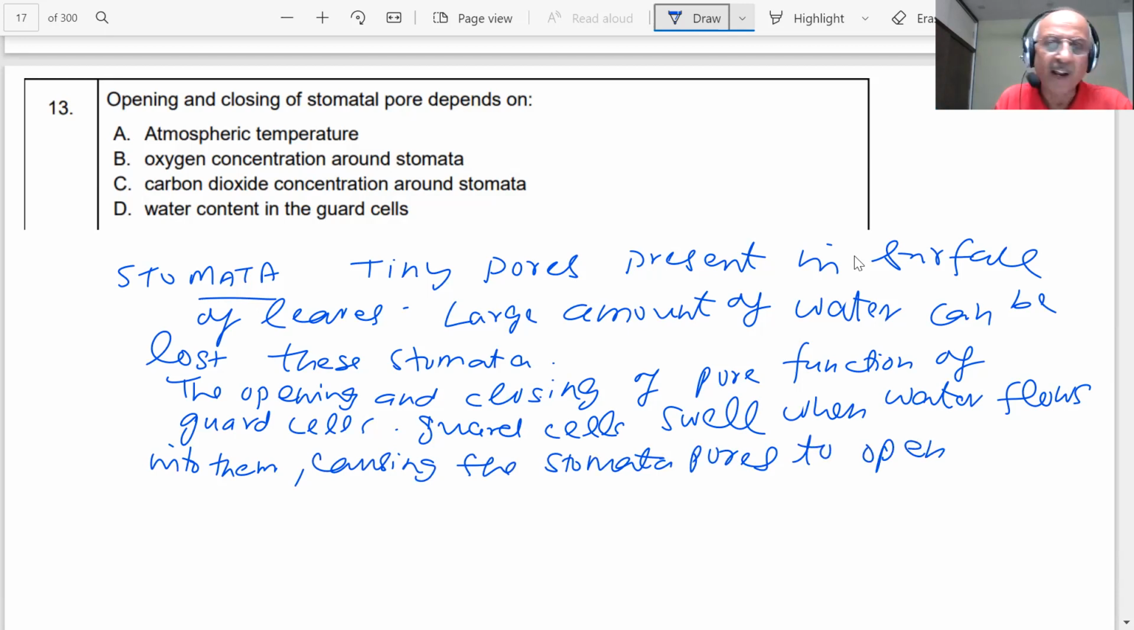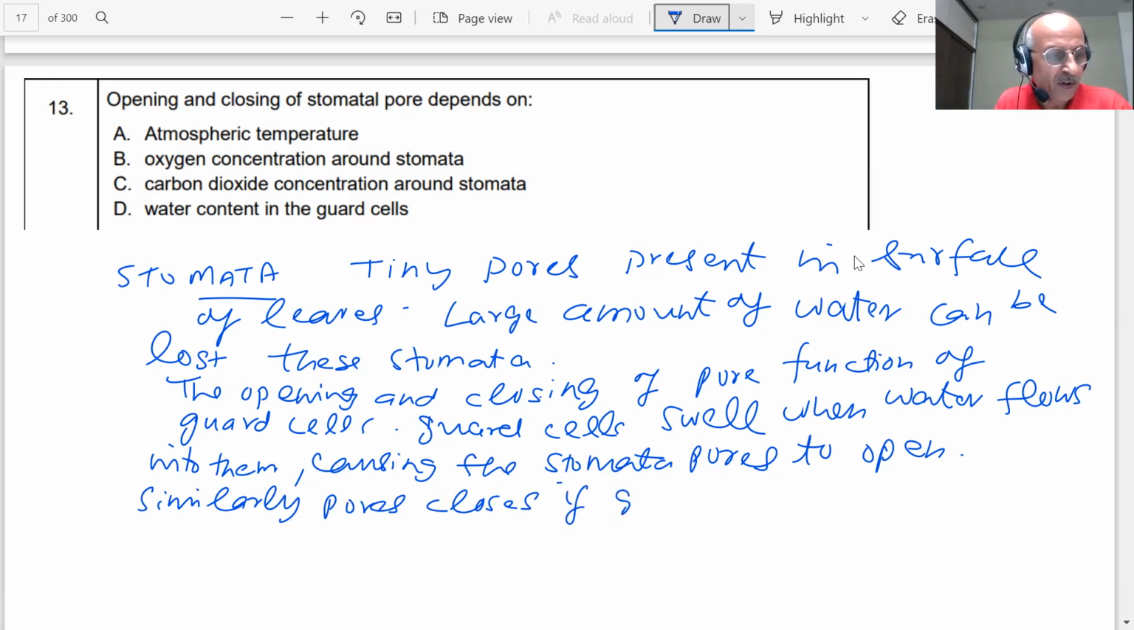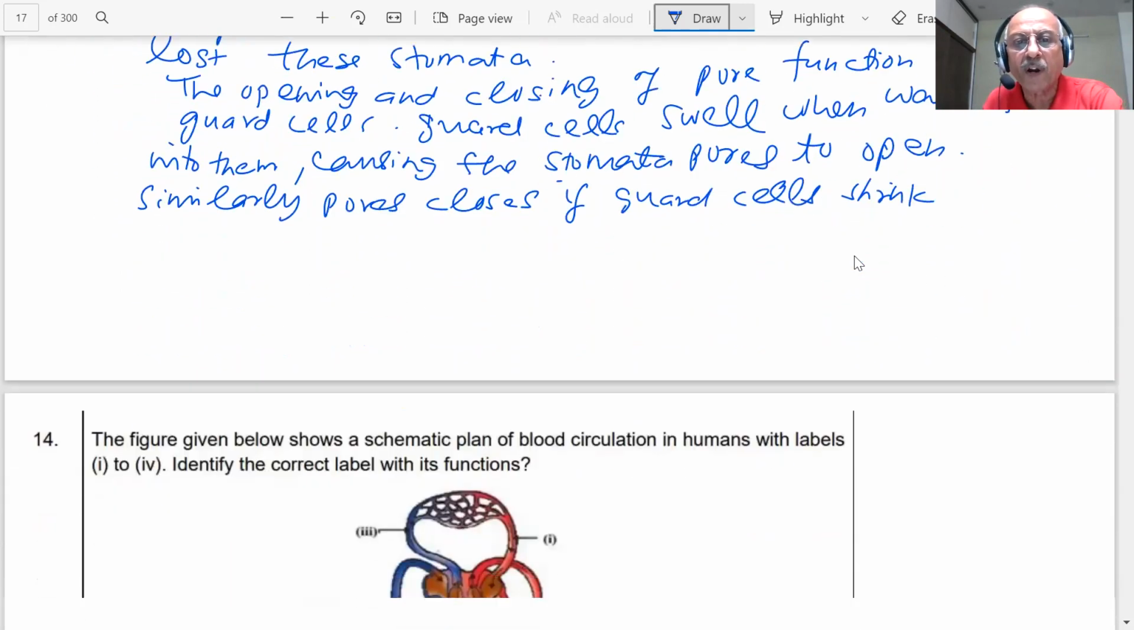Similarly, the pore closes if guard cells shrink. The guard cell will close the pores if guard cells shrink. So what is happening, student? Water content in the guard cells. Then this is the correct answer, student. Water content in the guard cells, that is what is happening. In the stomata, you have guard cells, which are regulated by water.